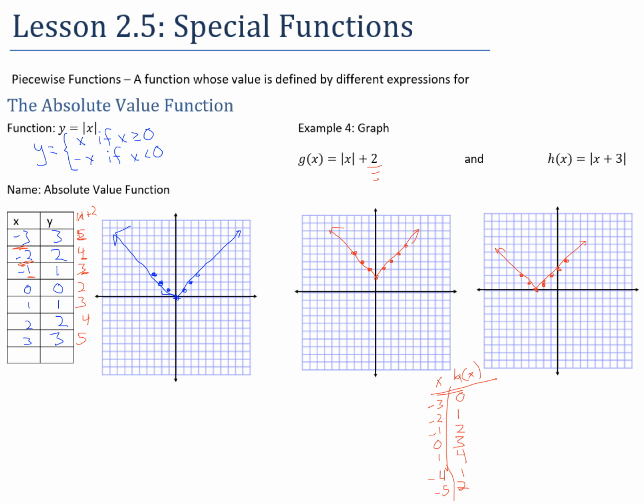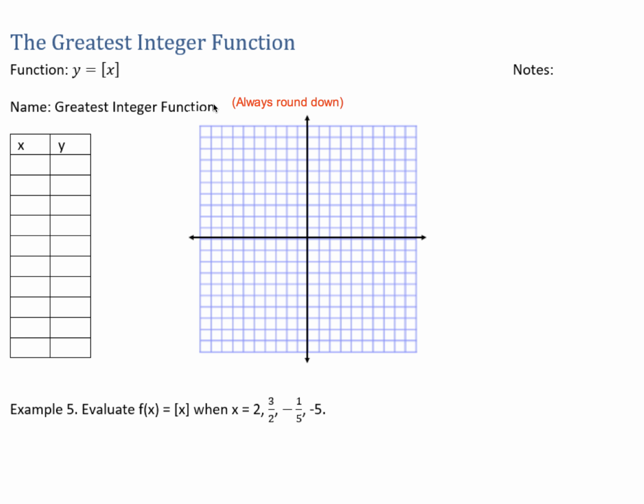We're going to look at one more special function that ends up being a piecewise function. It's called the greatest integer function. I like to call it, you always round down. The text we use shows the greatest integer function with just these brackets. There are other ways that are written.